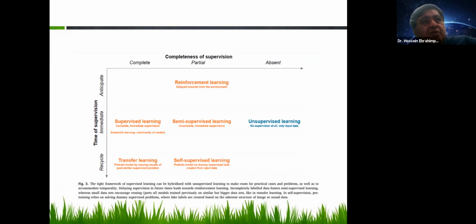A very different group of learning is called reinforcement learning. It is very popular these days. In reinforcement learning, the system tries to punish or reward, for example, itself based on the results that it gets from the system.